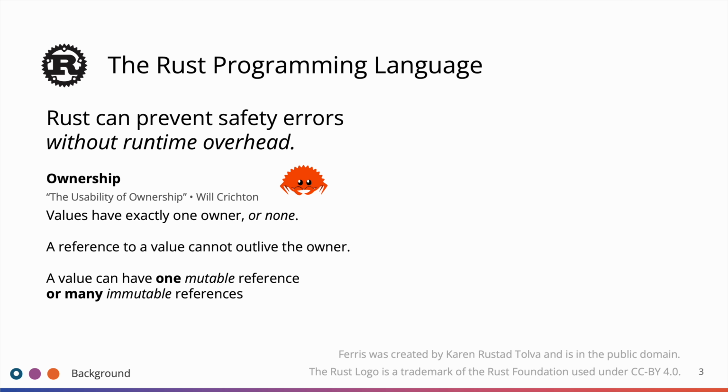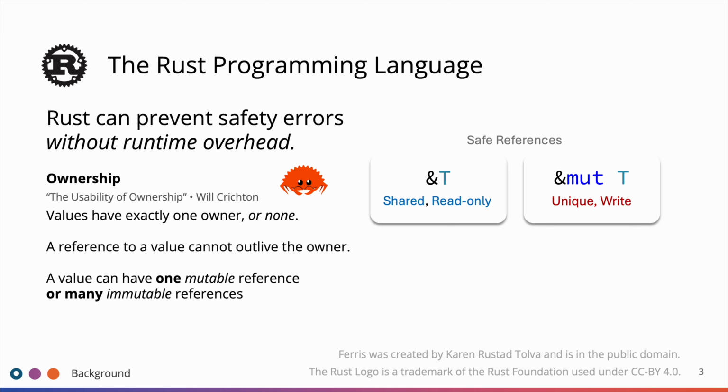Now, among memory-safe programming languages, Rust has been a uniquely popular choice for this transition because it can prevent safety errors without runtime overhead. Rust does this by placing static restrictions on ownership. In particular, instead of using pointers to access values like you would in C and C++, in Rust you need to temporarily borrow ownership, creating a reference.